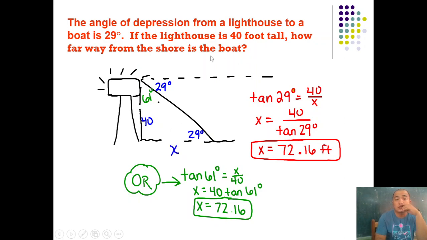So let us solve for x, the distance between the boat and the lighthouse. There are two possible solutions for this. If we use tangent 29, we equate it to 40 over x, opposite over adjacent side. To solve for x, divide 40 by tangent 29, which is 72.16 feet. But if you use the reference angle of 61 degrees, your opposite side is x and your adjacent side is 40. So tangent 61 equals x over 40, multiply both sides by 40. 40 times tangent 61 is 72.16 feet.